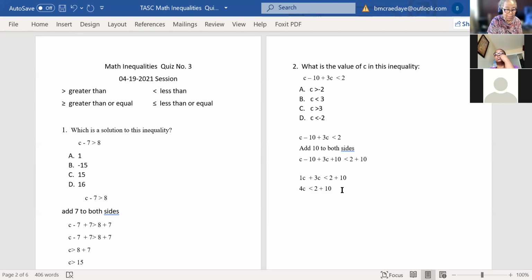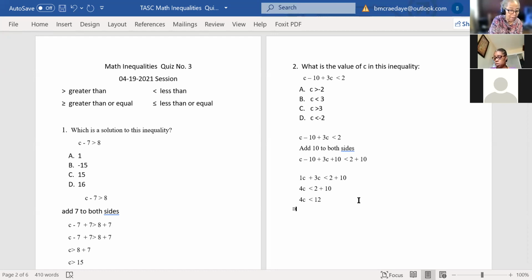Now, we have 4C on the left. What do we have on the right, Vanessa? We have 2 plus 10, which will be equal to 12. That's right. So you add the 2 and the 10, and that would give you 12. So let's just put that here. And put 12. All right. Now we see we have a multiplication. 4C is a multiplication. So what operation do we need now, Maureen? Division.